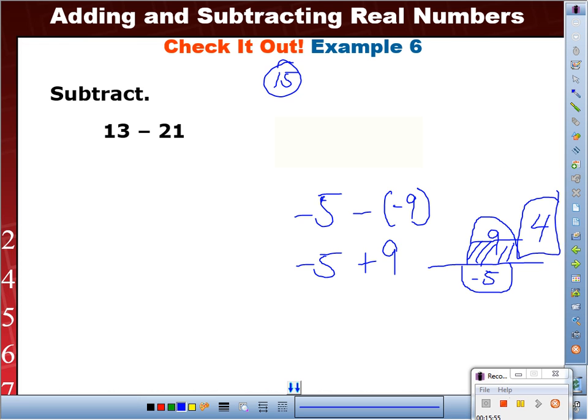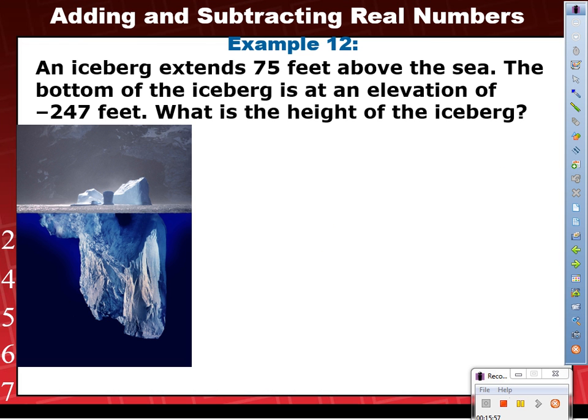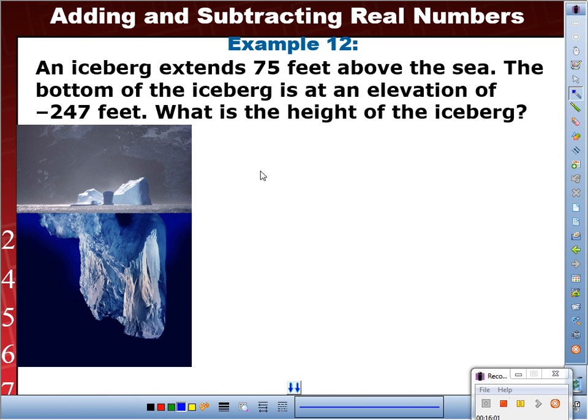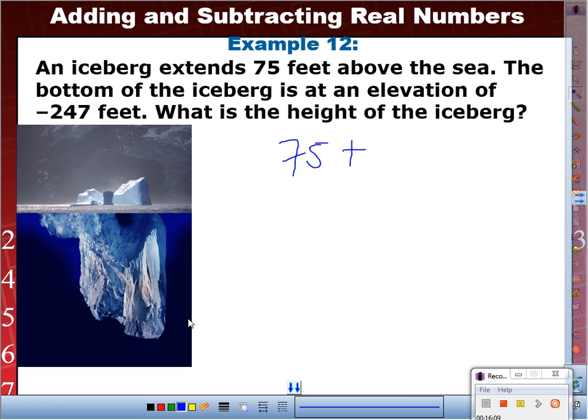Okay, let me revisit the one with the iceberg. Check this out. Now this one. So I'm going to write this down. First I'm going to write the height, which is 75 feet. But then they want us to add this distance. Everybody look up. From here to here. But what number do they give us? -247. So think about that.